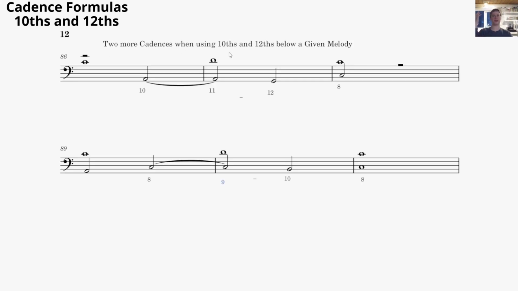Okay, here we have 2 more cadence options when using 10ths and 12ths below a given melody. Of course, your 10th and especially your 12th are something you're not going to want to be using unless you have a bass to tenor voice.